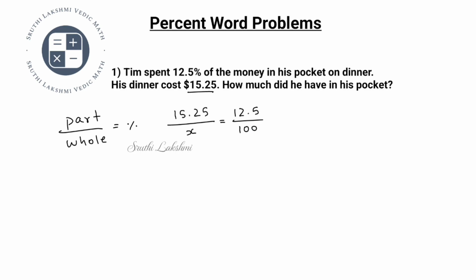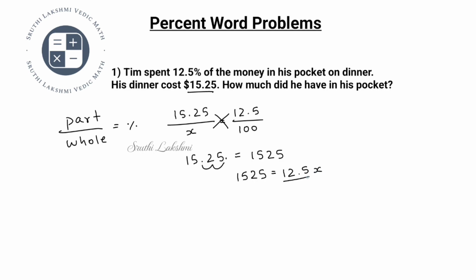So now let's cross multiply 15.25 by 100. That means we need to move the decimal point 2 places to the right. So we get 1,525. So now let's cross multiply 12.5 and x. So 1,525 equals 12.5x. So now we solve this equation.